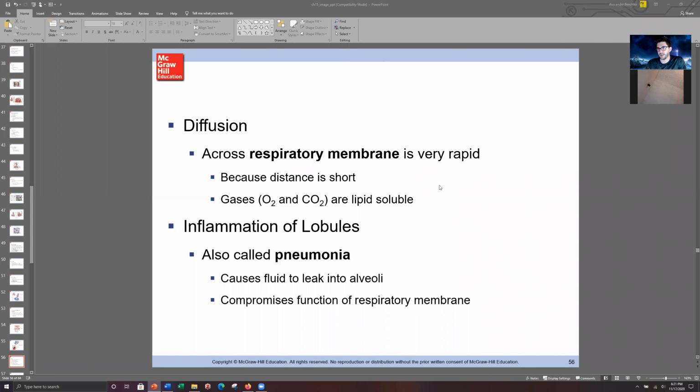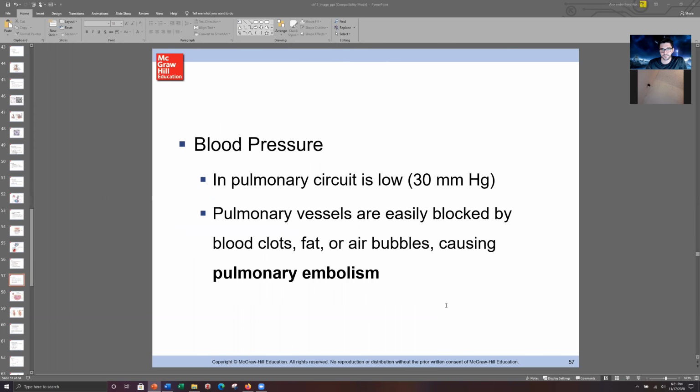And so we're able to capitalize on that and utilize things like the pressure of gas in our atmosphere, along with the pressure of gas within our vascular system, to be able to force those things down their gradients, as it were. Inflammation of the lobules, called pneumonia, causes fluid to leak into the alveoli and compromises the function of the respiratory membrane. So this is one of the side effects of something like COVID that it can have on our respiratory system. So as the alveolar tissue gets damaged, you can have fluid leakage that hinders the effectiveness of the alveoli.